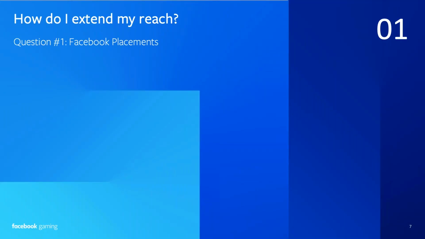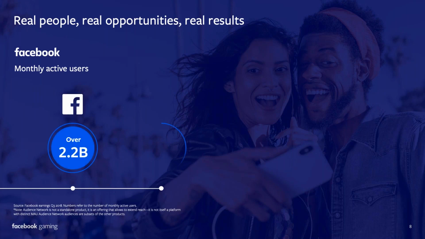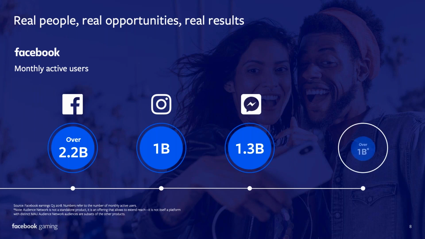The first one is, how do I extend my reach? Let's talk about the reach game and Facebook placements. When you partner with us, you partner not only with the Blue app, the Facebook app that has over 2.2 billion users growing steadily, but you also partner with Instagram that has 1 billion users, Messenger that has 1.3 billion users, and Audience Network that has over 1 billion users in reach.